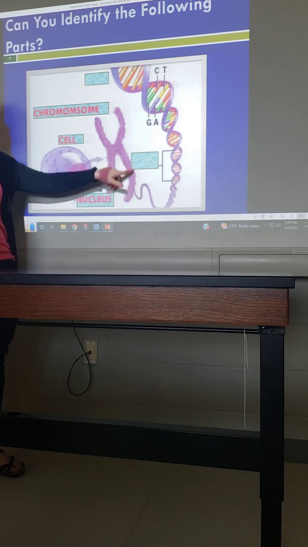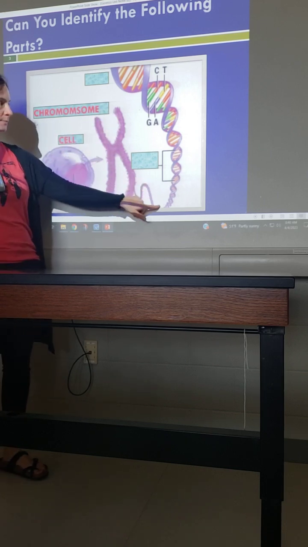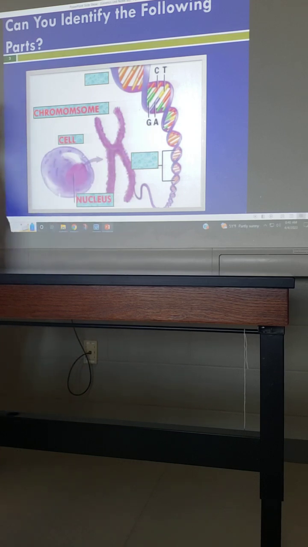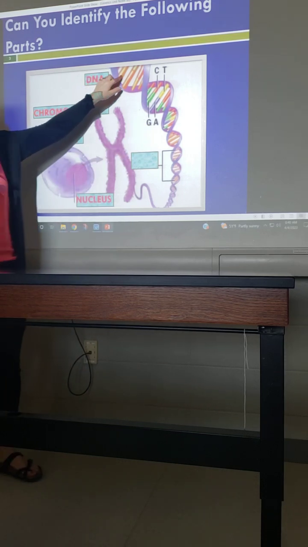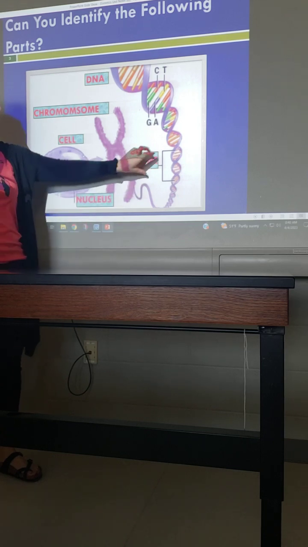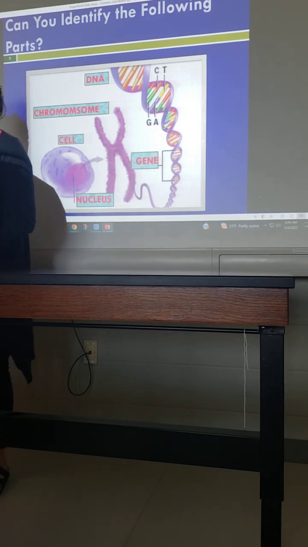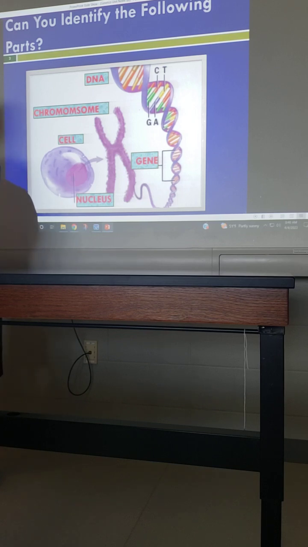And then notice how this chromosome is made of this strand of DNA. So this is the DNA, and here, a section of that DNA we call the gene. So from the cell to the nucleus to the chromosome to the DNA, and then just a little section of that DNA is the code for a specific trait or a specific feature.